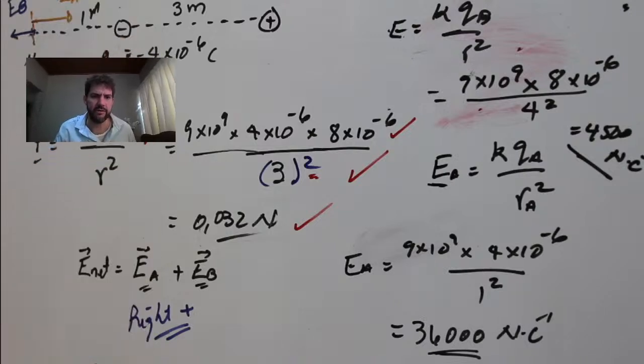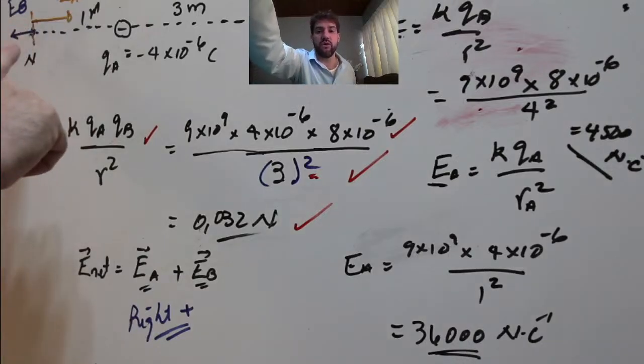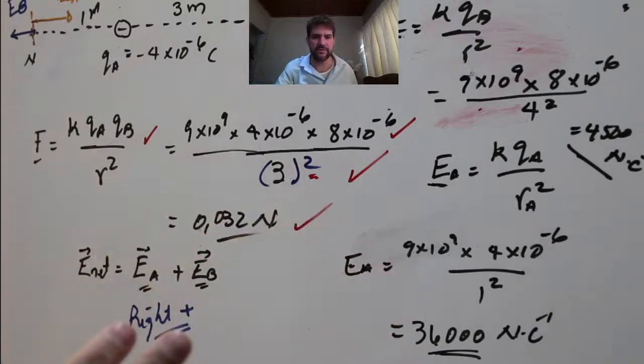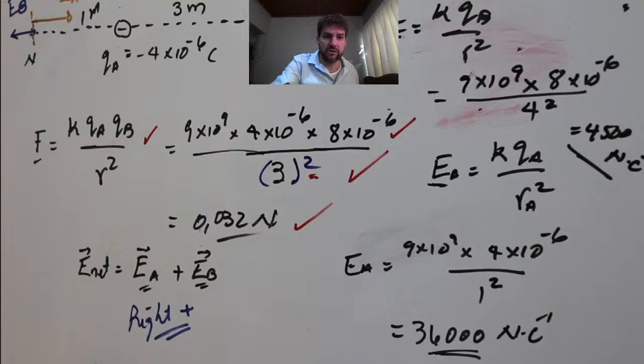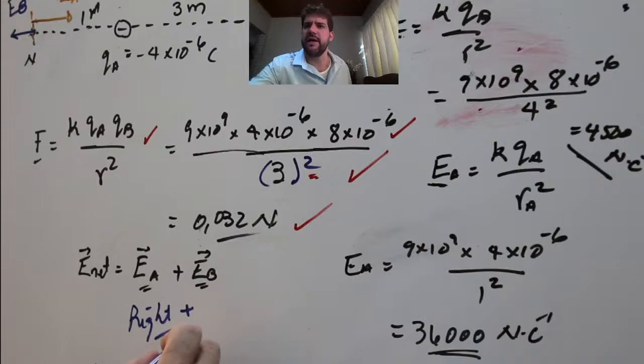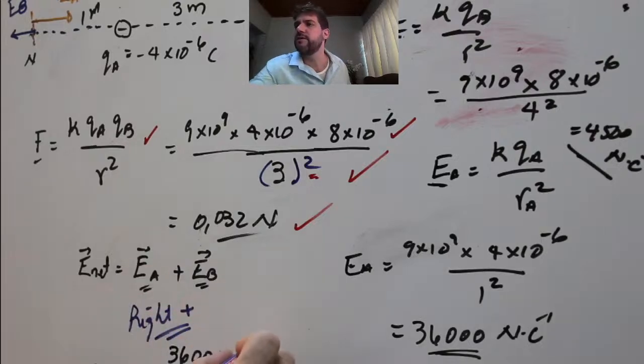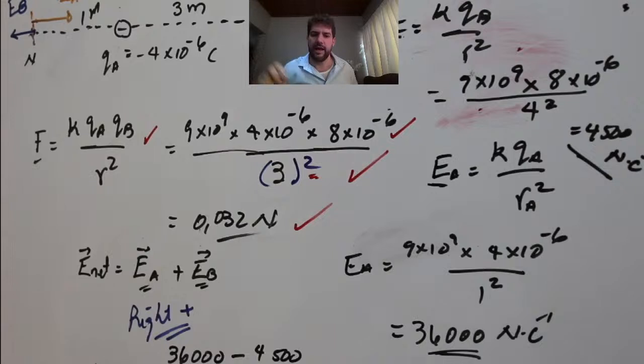So now, guys, we substitute those here. Remember, the direction comes because of the drawing, but not because of positive charge or negative charge. So now we write this positive. We have that EA on top was positive. So EA is 36,000, right? 36,000 minus, because EB is negative, minus 4,500, and that will give you the net electric field.